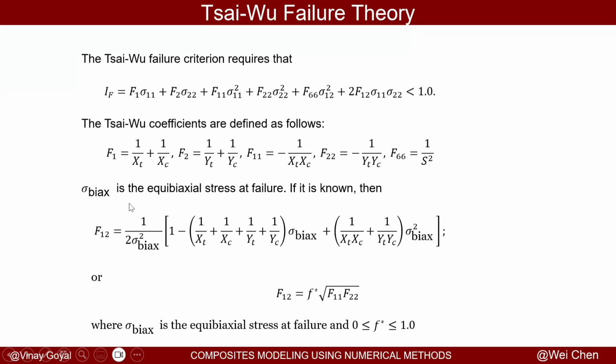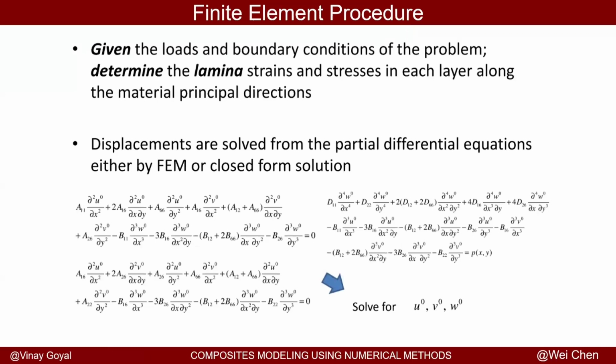On the other hand, if this value is not known, in industry, you will see F12 is chosen as F star times the square root of F11 and F22. And in a lot of cases, this F star is chosen to be between 0 and 1. In most cases, you will have it as 0 if it's not known. But you can do a sensitivity study.